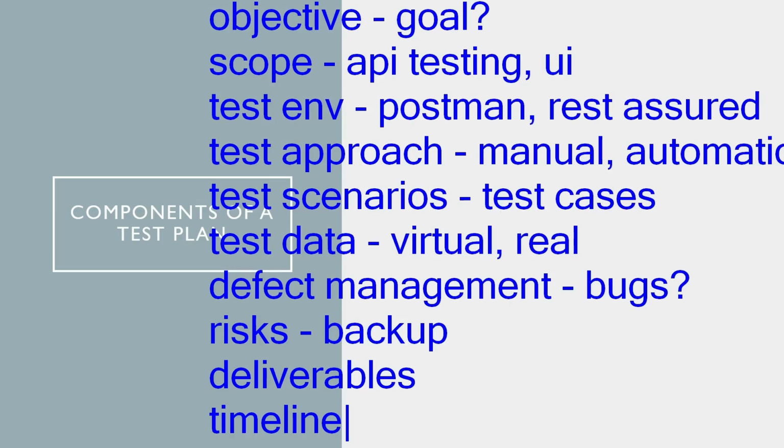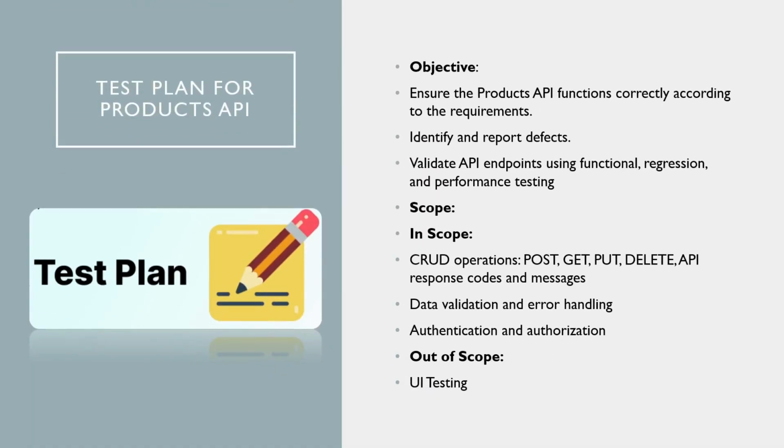So these are the basic components of a test plan that you need to follow. So next comes, for our product API, I have already created a test plan. I'll go through it so that you can relate to it whenever we are doing the further steps of our testing. I'll follow this test plan throughout our testing journey. As you can see, we have the objective.